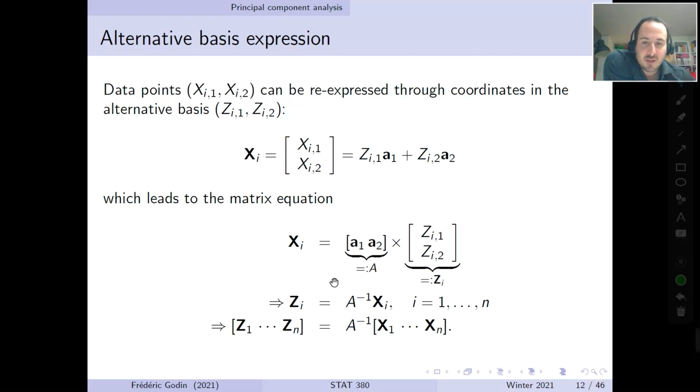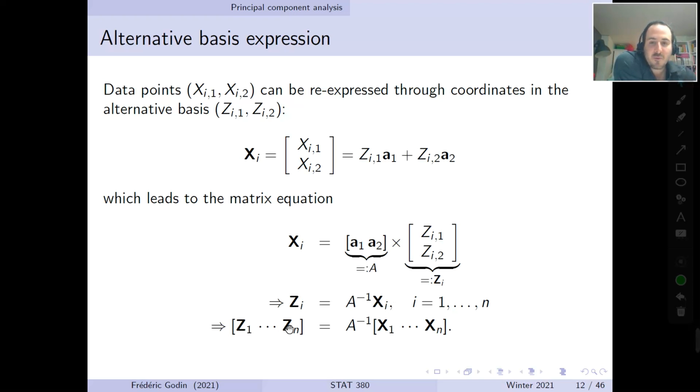If we want to find the coordinates, it's pretty simple. We invert the matrix A and multiply by it on both sides. So the set of coordinates with respect to the new basis vectors contained in A is given by Zi. Zi is the vector of all such coordinates for observation i. It's A inverse times the vector xi, where Z and X are column vectors.